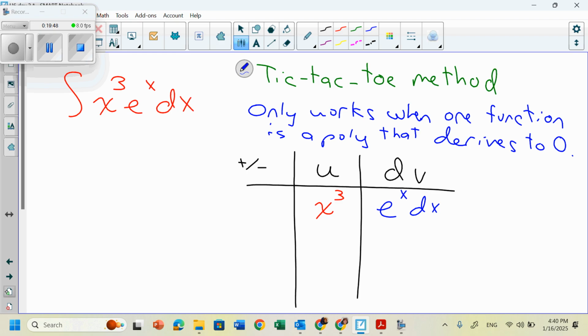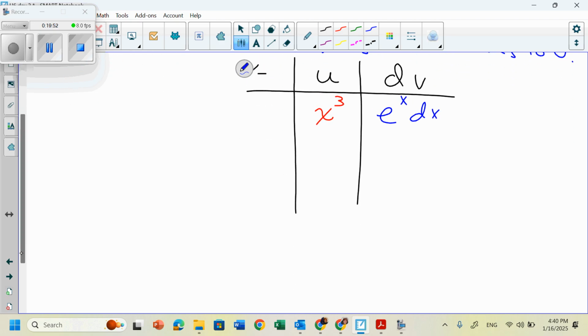So it's 3x squared, and then 6x, and then 6, 0. You must derive until you get to 0. 0 is where you're stopping.